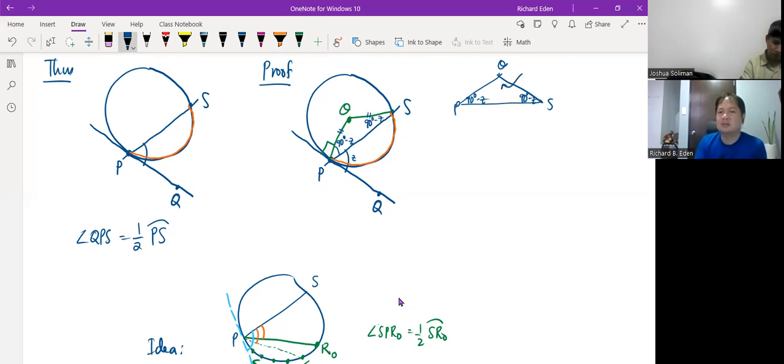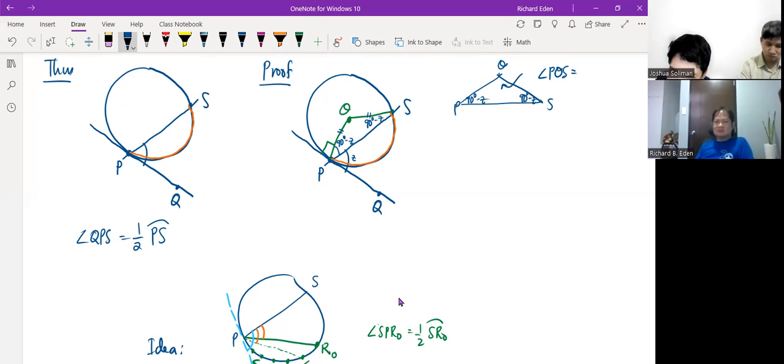Question, what is this angle, POS? You can figure it out. It is something minus something. I wonder. What's that angle going to be equal to? So we have an isosceles triangle. We know the base angles. We're just looking for the vertex angle.